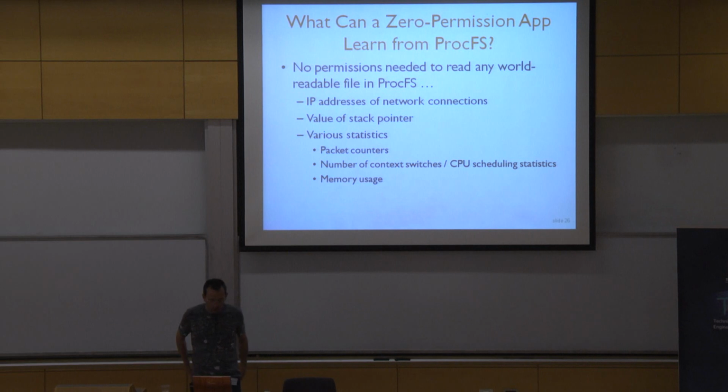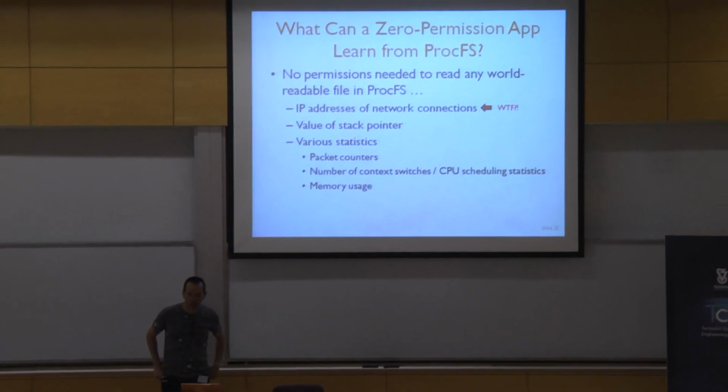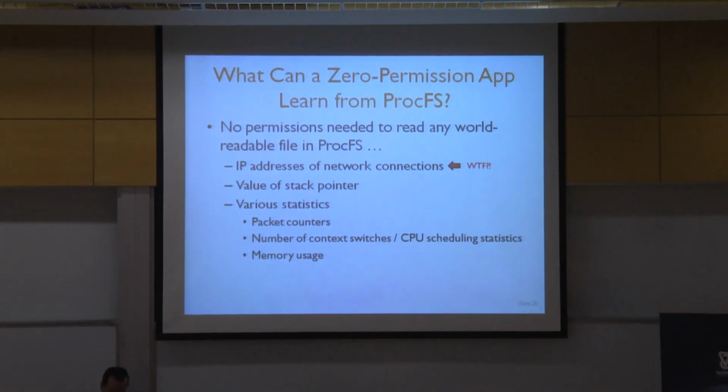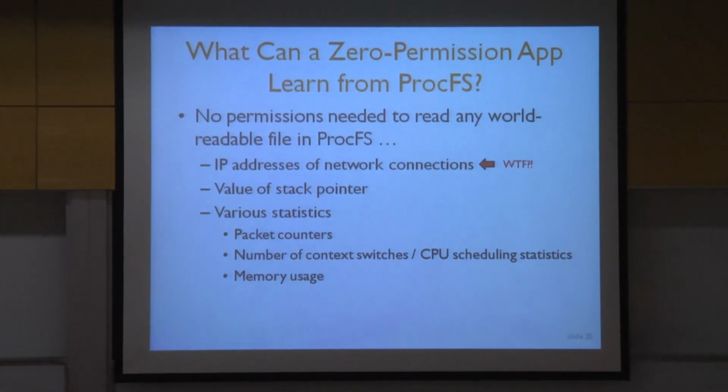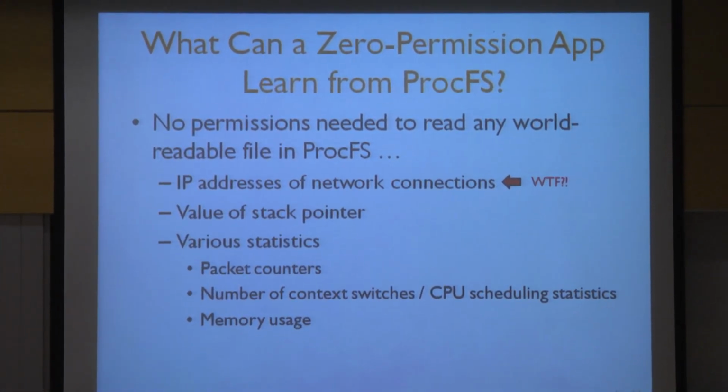Okay? So remember, no permissions. Some files are not world readable, but many files in this proc file system are world readable. So what can a zero permission application learn from this API? Well, it turns out quite a lot. Some of it is just weird. It's just odd that you can read the IP addresses of network connections that another application is accessing. That's a big time privacy leak right there, but it just shouldn't be there.